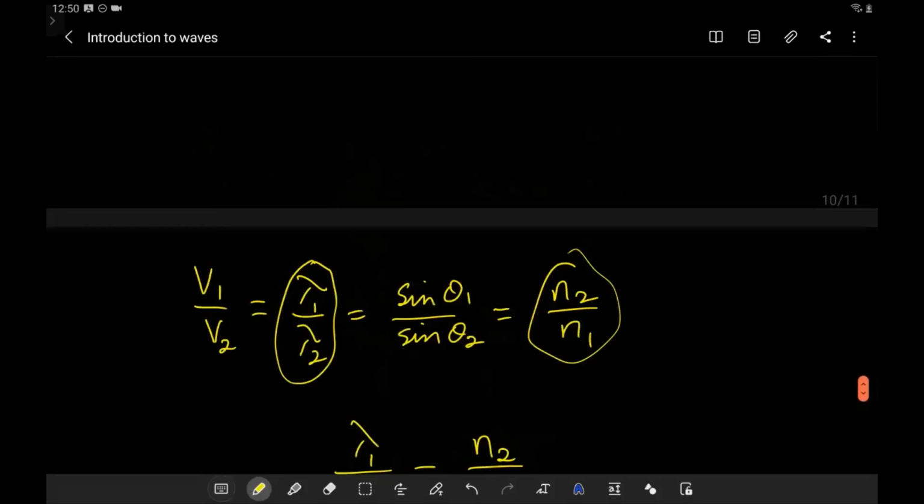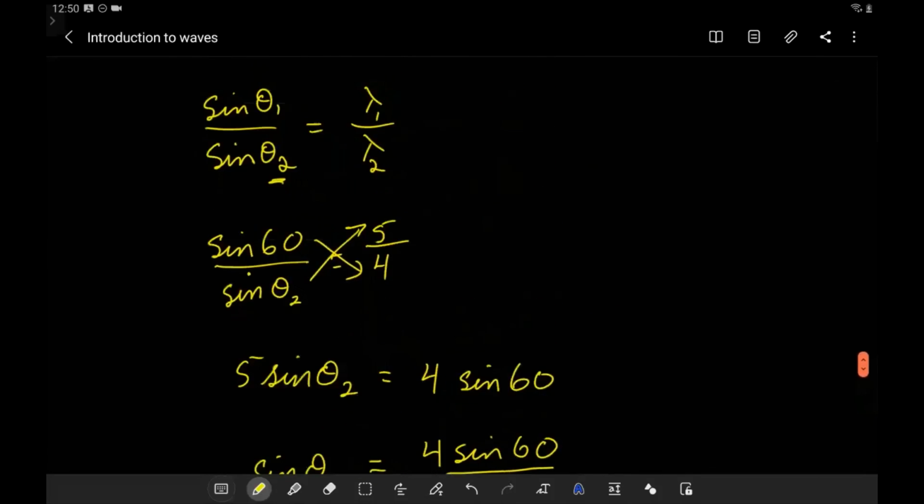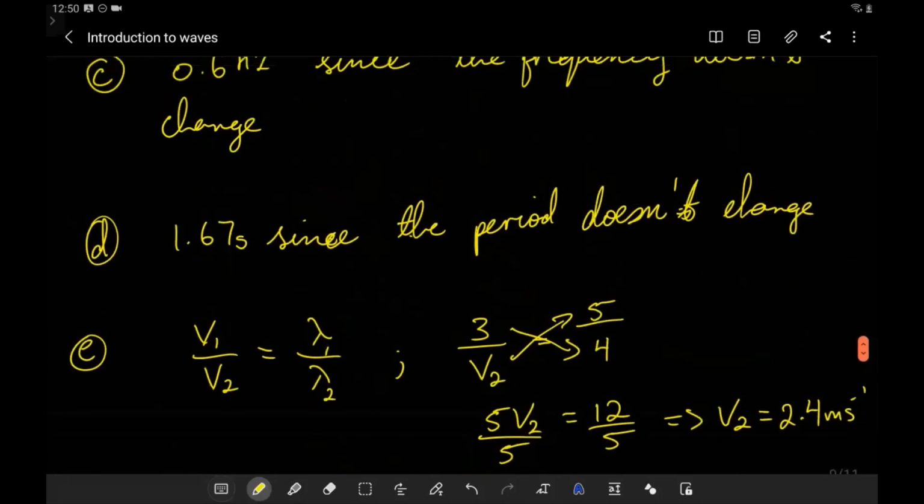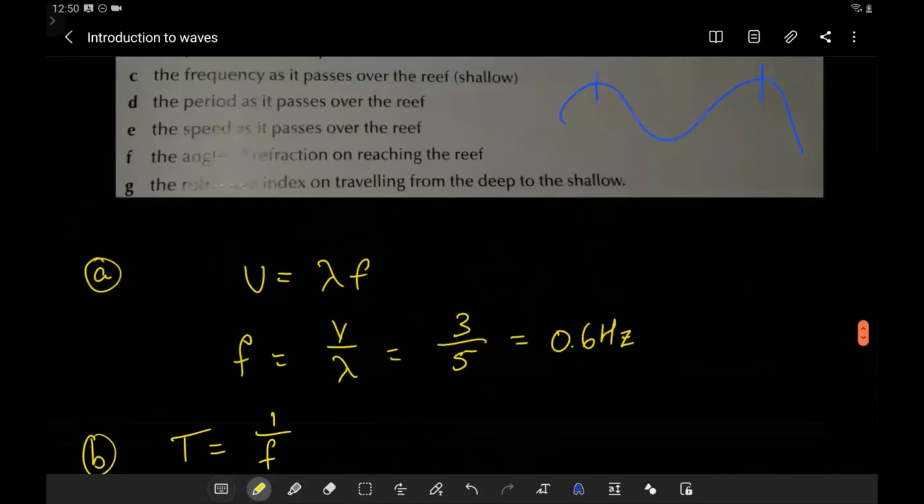Let's make sure all my units are there. Yes, meters per second.